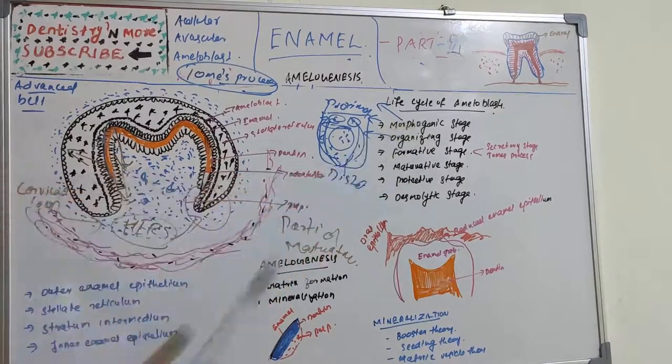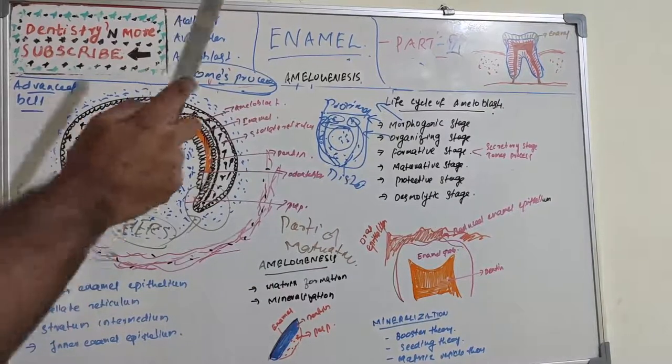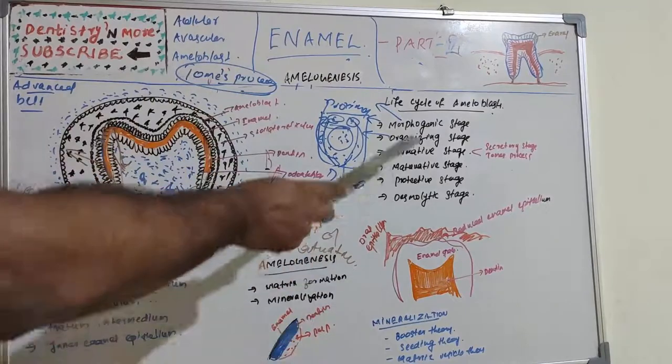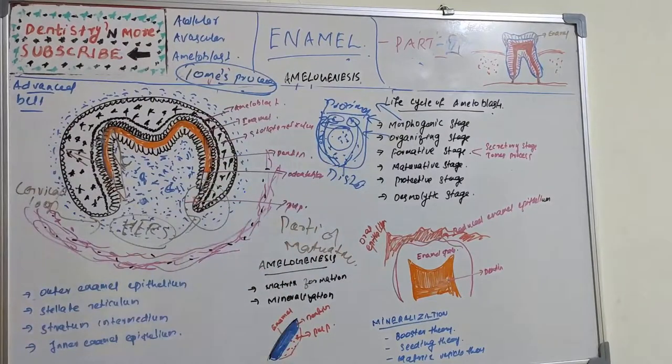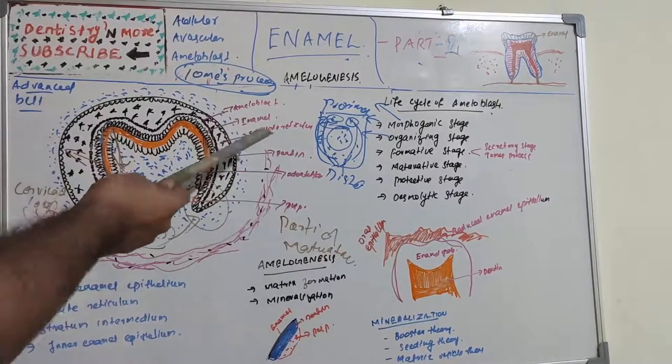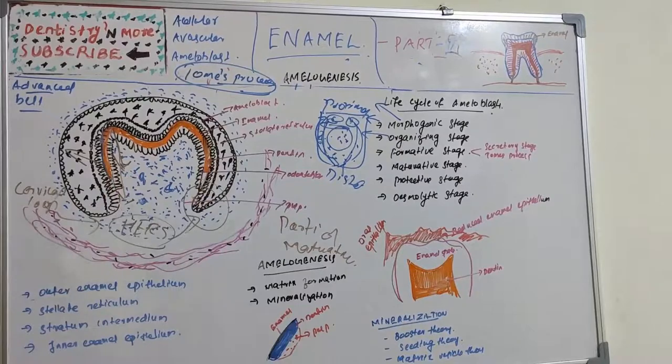life cycle of ameloblast. So you can expect a lot of questions on amelogenesis, Tomes processes, life cycle of ameloblast and reduced enamel epithelium, and the advanced bell stage, stellate reticulum, the dentin formation. So dentin formation will be dealt with in detail in the next session, that is dentin. Now we are finishing enamel.